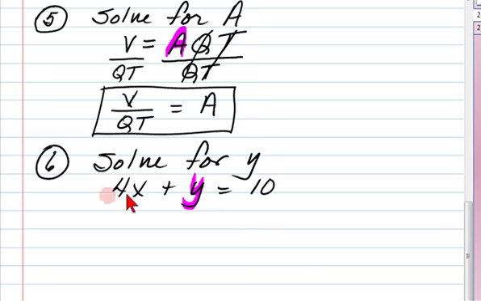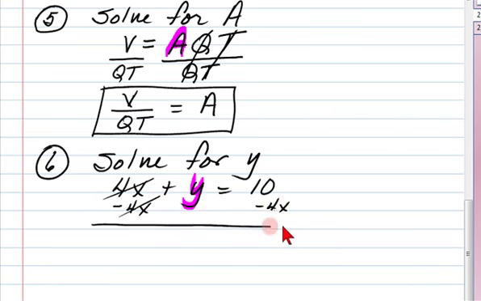Well, what's going on between 4x and y? Addition. And what's the inverse of addition? Subtraction. So I will subtract 4x. Will that make that term go away? Yes. And I will subtract 4x.